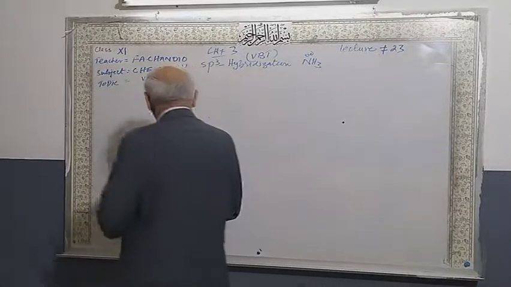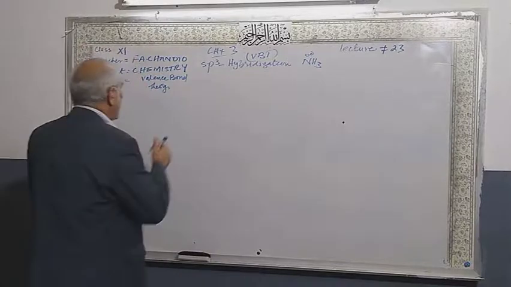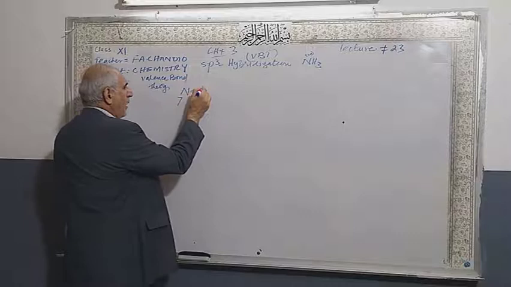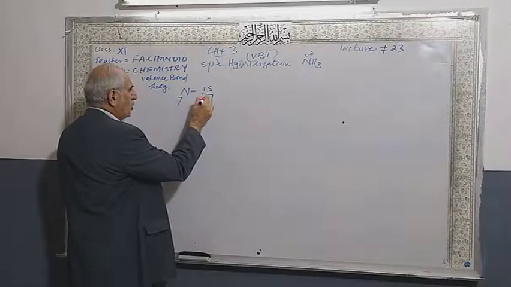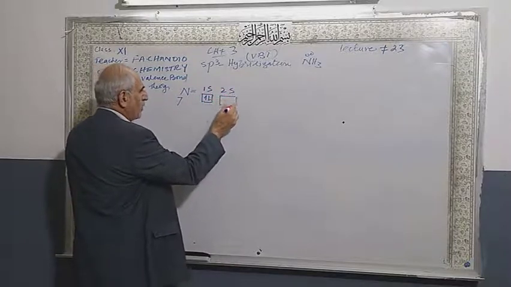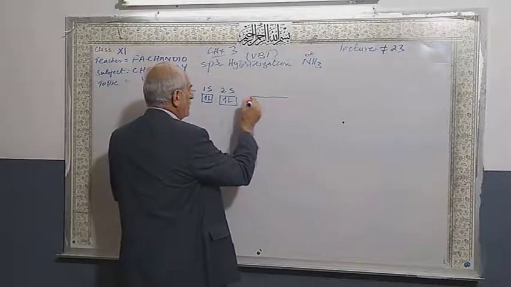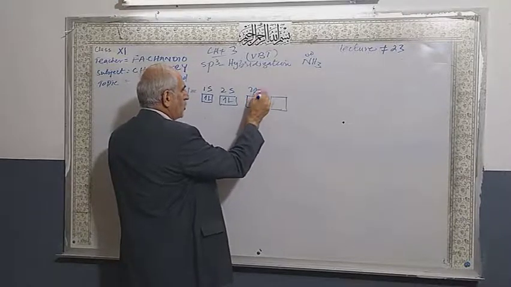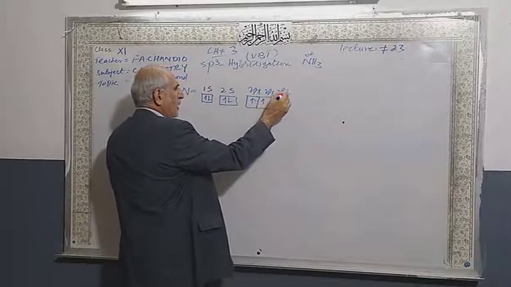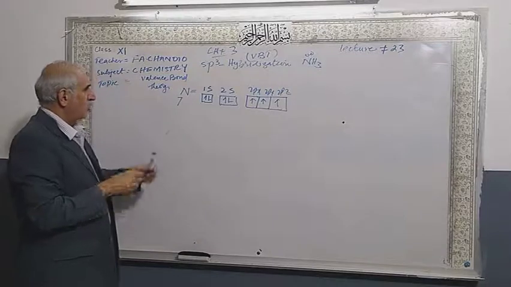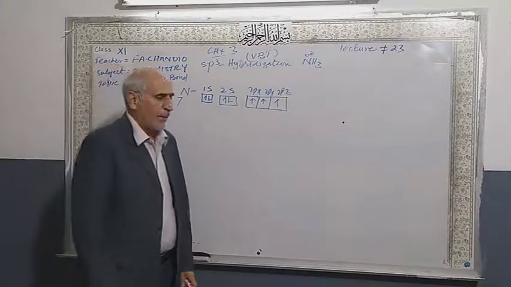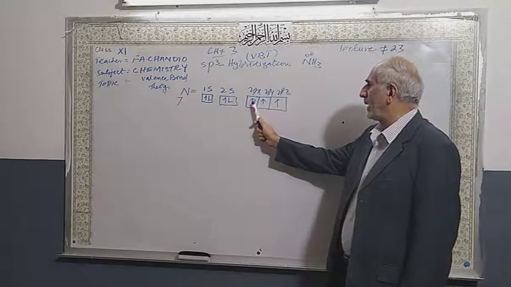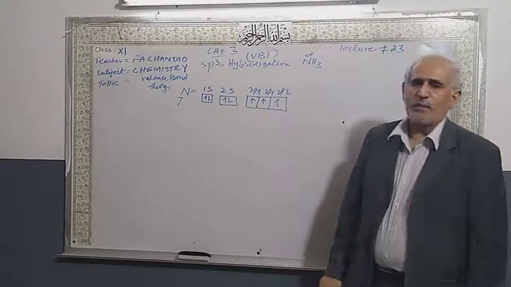Now ammonia. Dear students, in ammonia, nitrogen is the central atom. This is nitrogen with atomic number 7, and the electronic configuration is 1s2, 2s2, 2px1, 2py1, 2pz1. 2 plus 2, 4 and 3, 7. There are 7 electrons. So you are seeing that there are 3 unpaired electrons in the L shell, and the s orbital is complete with 2 electrons.